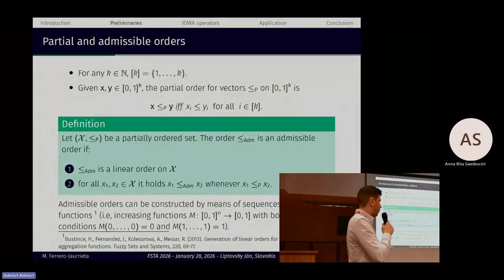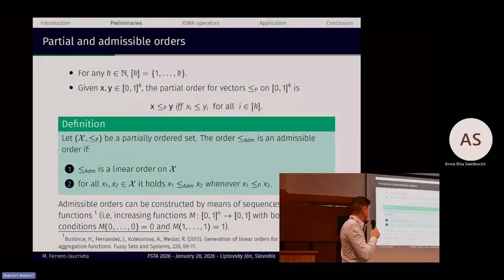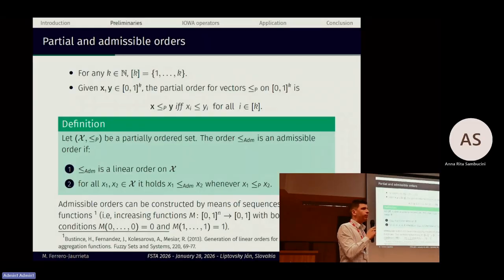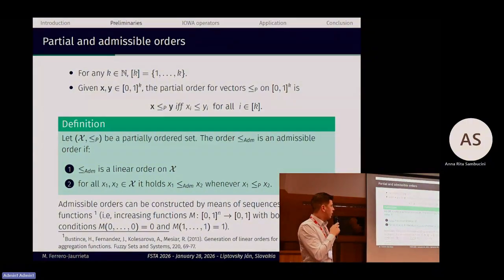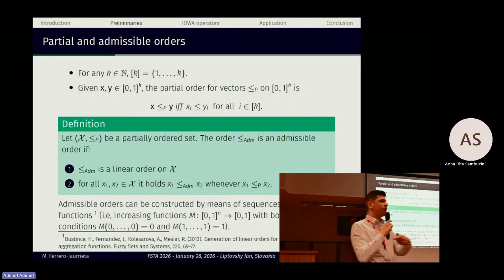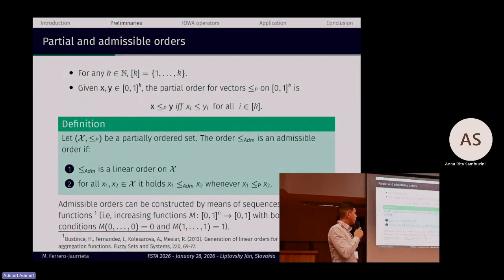We are going to take into account the following partial order, and an admissible order, taking into account a poset. It has to satisfy two conditions. One is that it's total, and the other one is that for each couple of values, if this couple of values are ordered with a partial order, they have to be also ordered by an admissible one. And also, we can construct admissible orders by means of sequences of aggregation functions. Later in the application, we are going to construct admissible orders by means of sequences of aggregation functions.